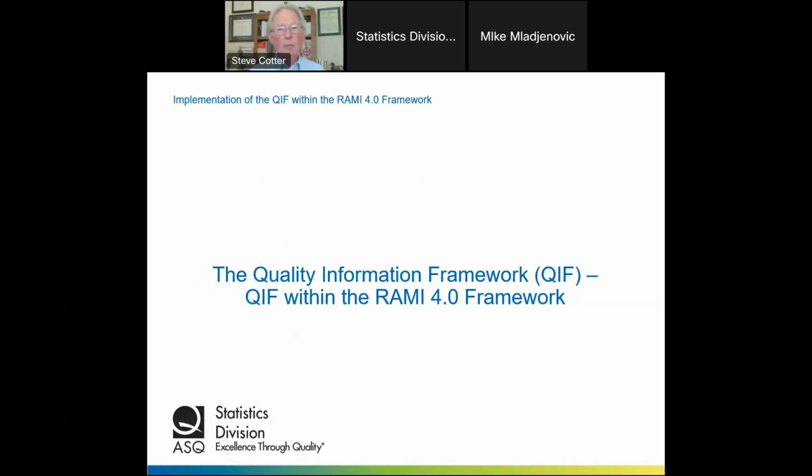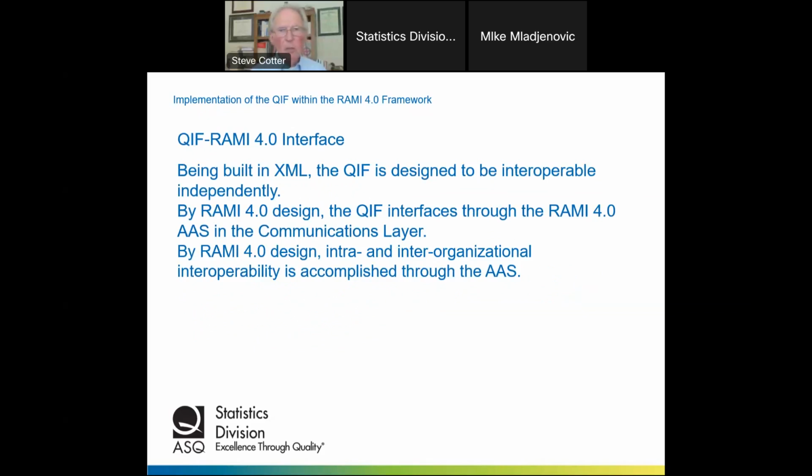So that brings us to where I've been going all along in this discussion. How do we fit this thing called QIF within the RAMI 4.0, and more importantly, why? Well, being built in XML, the QIF is designed to be interoperable, independent of RAMI 4.0. By RAMI 4.0 design, the QIF interfaces through the RAMI 4.0 AAS in the communications layer. By RAMI 4.0 design, inter-organizational interoperability is accomplished through the AAS via the communications layer of the RAMI 4.0 model that I showed you earlier.